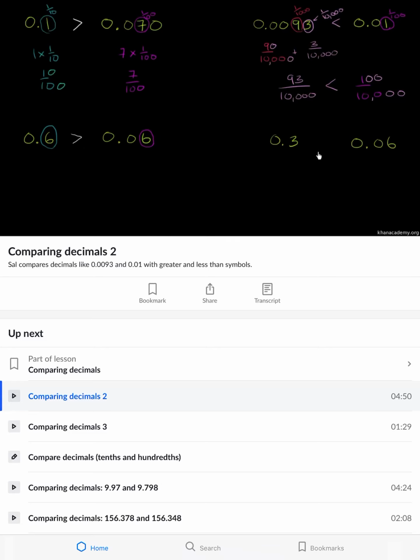Now let's think about 0.3 versus 0.06. This 3 literally represents 3 tenths, while this 6 right over here represents 6 hundredths. If you wanted to compare them directly, you can multiply the numerator and the denominator of 3 tenths by 10, so you're not changing its value. 10 over 10 is essentially 1. So this becomes 30 over 100. 3 tenths is the same thing as 30 over 100, and 30 over 100 is a lot larger than 6 over 100. So this is greater than.